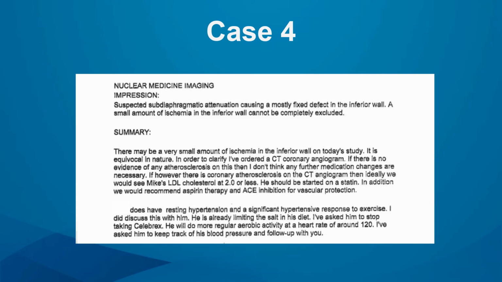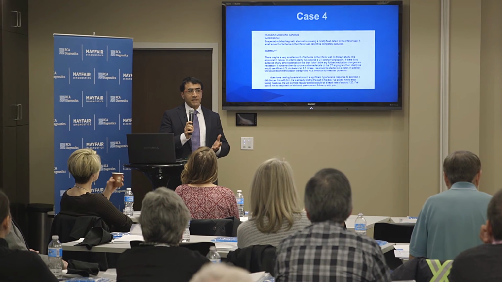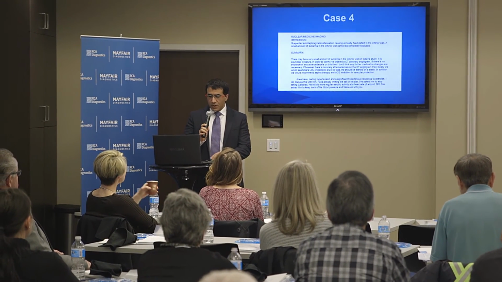It says, this man had a small amount of ischemia in the inferior wall, and in order to clarify, I've ordered coronary CT. If there is no evidence of any atherosclerosis, then we're not going to do anything further. But if there is coronary atherosclerosis, then we're going to have the cholesterol below 2, and also we're going to start ACE inhibitors just to protect his coronary arteries. So this is basically how coronary CT is going to help us with the decision in a person who doesn't really have typical symptoms, and we don't know if there is actually any coronary artery disease or not.